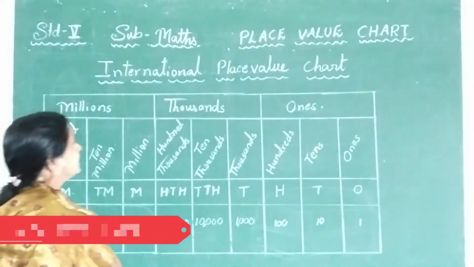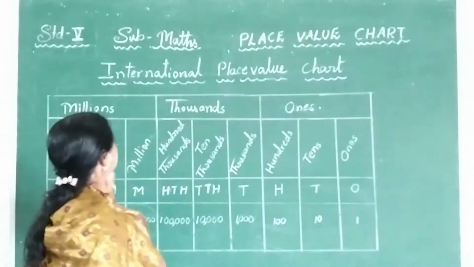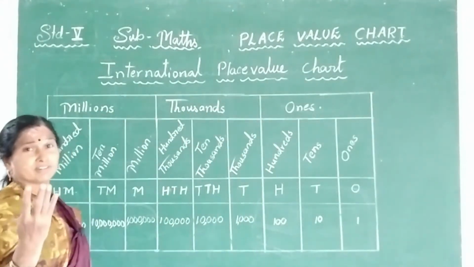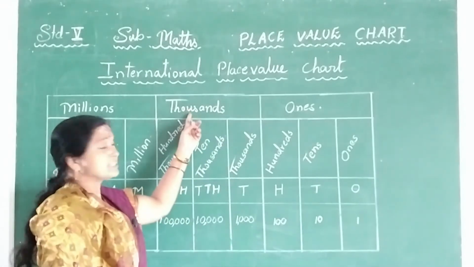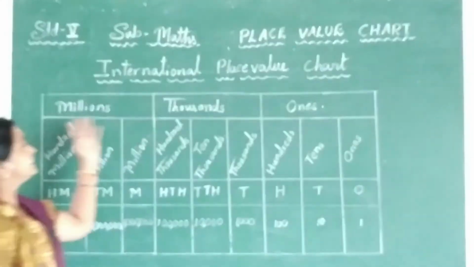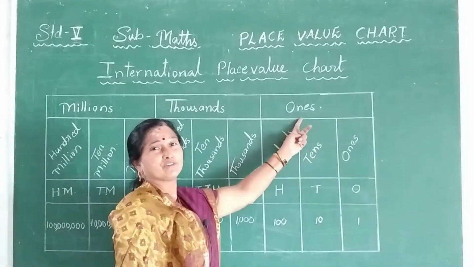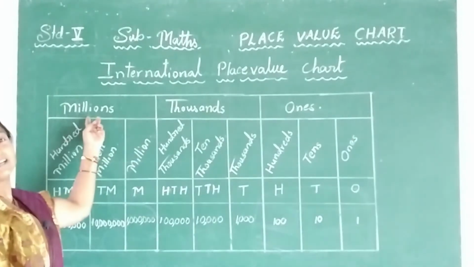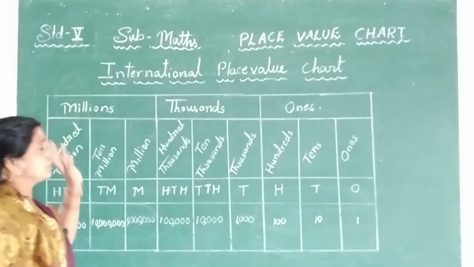See, in the Indian place value system, we are dividing into 4 groups: ones group, thousands group, lakhs group and crore group. But here we are dividing only 3 groups. First is ones group, second is thousands group, afterwards millions group. After thousand will come millions group.